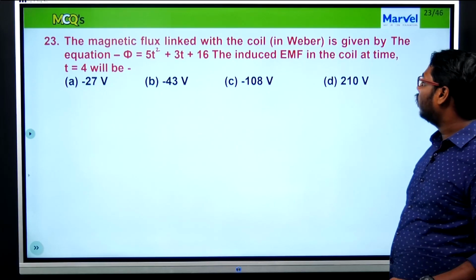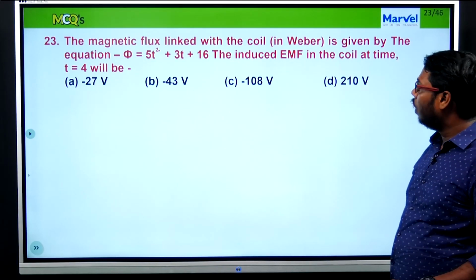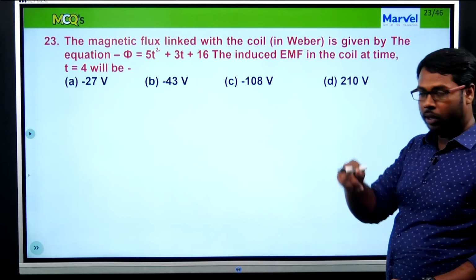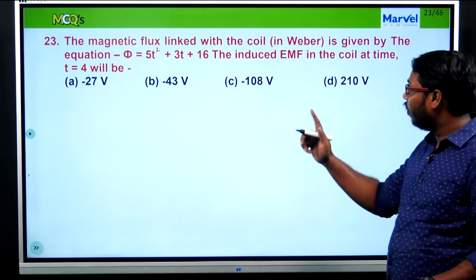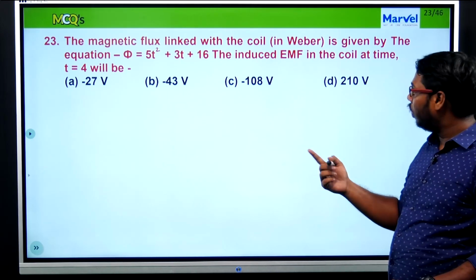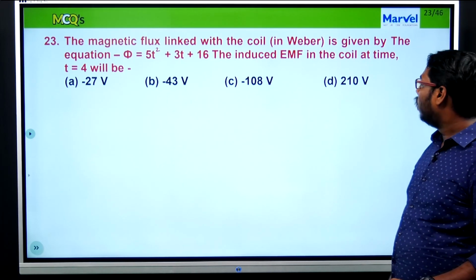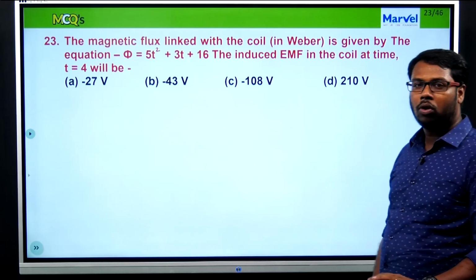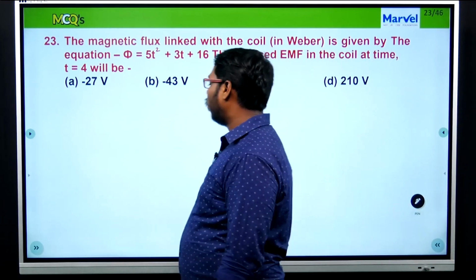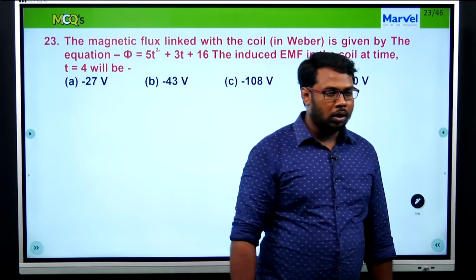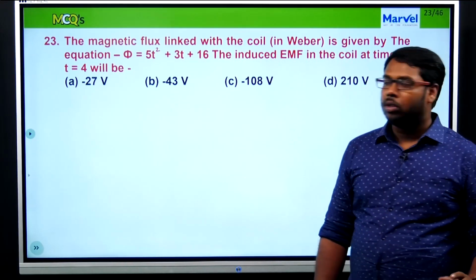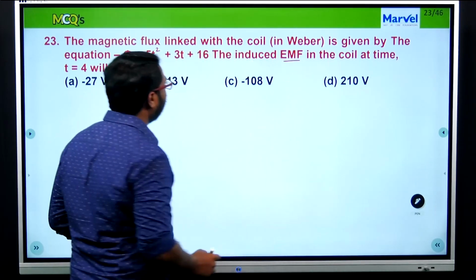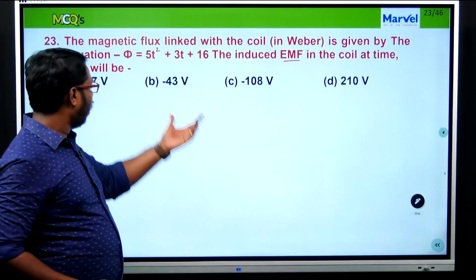The magnetic flux linked with the coil is given by an equation phi equal to 5t squared plus 3t plus 16. The induced EMF in the coil at time t equal to 4 will be. So, it is a straightforward question. So, here the answer goes like this. You are supposed to find the EMF E out of the given flux.